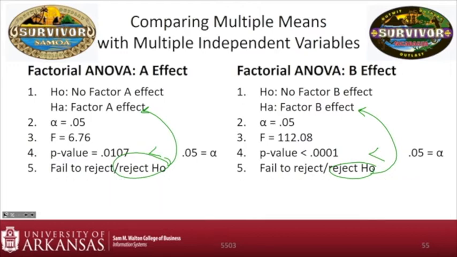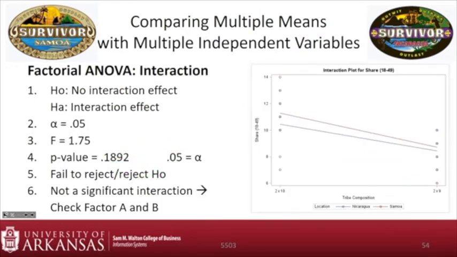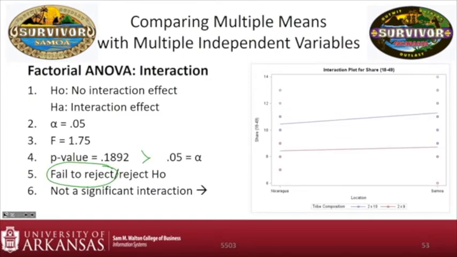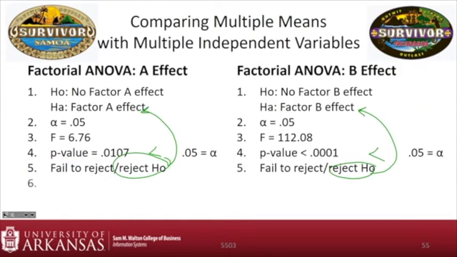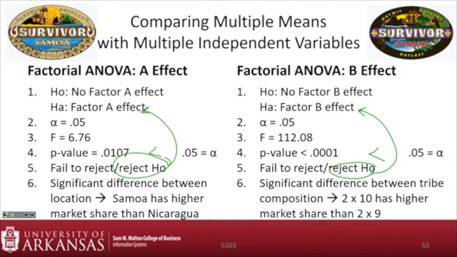If we go back, we can decide. Let's look at this one. Our blue line's higher. So if you have 10 people in your tribe, you have a higher market share than if you had 9 people in your tribe. So teams with 10 have a higher market share than teams with 9 for tribes.